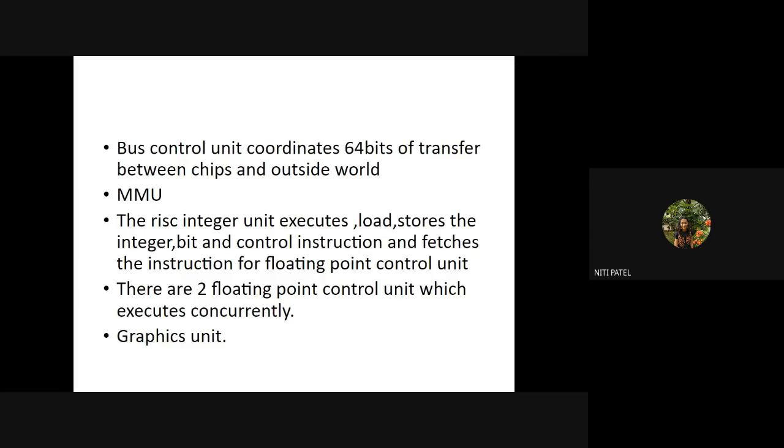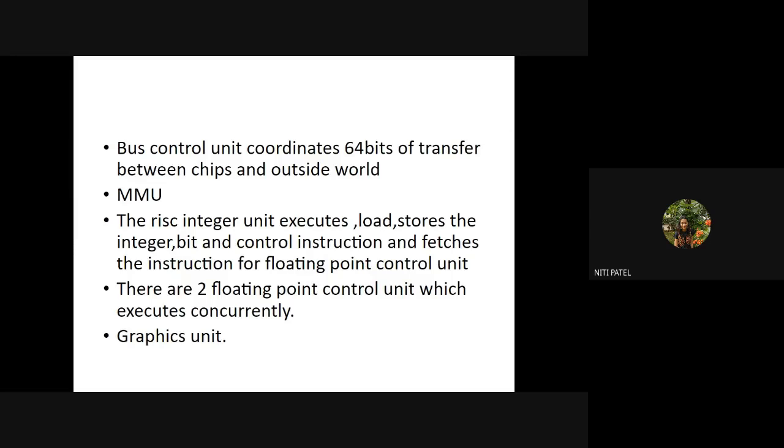Okay. There are two floating point control units which execute concurrently. Now, if my data is floating point, like 32.333 or 43.666, in a register, then the floating point execution will be handled by separate units called the floating point control units.